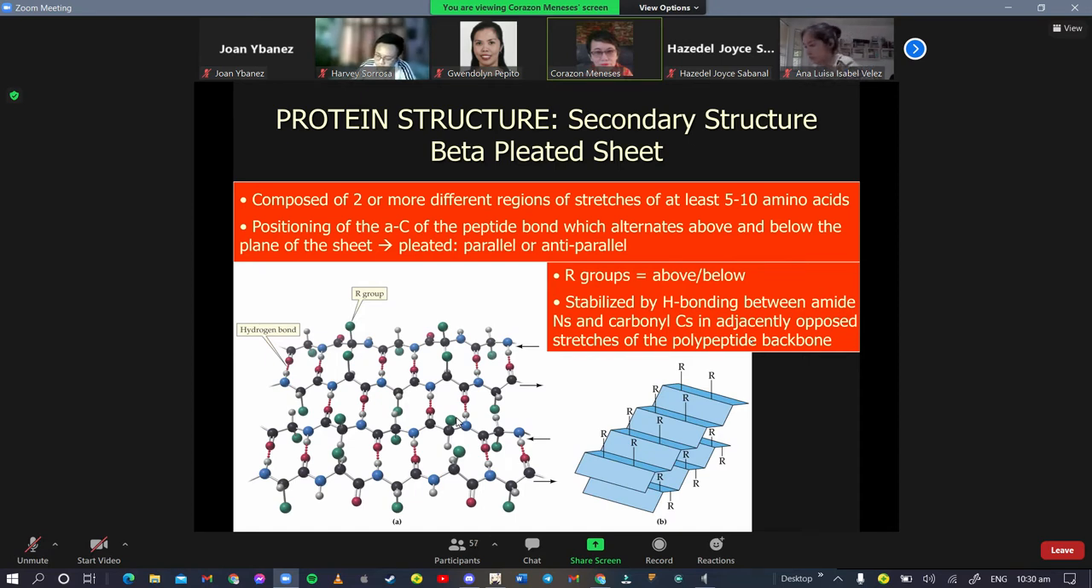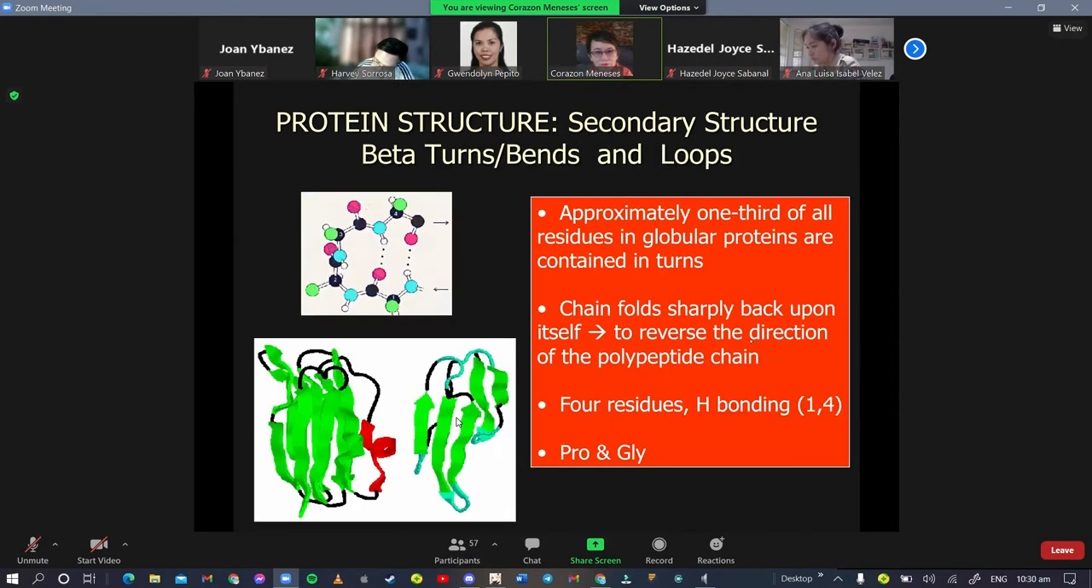Then we also have what we call the, so there are many types of secondary conformation, but the most important or common ones are the alpha helix and the beta pleated sheet. We also have what we call the beta turns or bends and the loops or the random loops, as noticed in the illustration. The red one is the beta bend, and then the black ones are your loops.